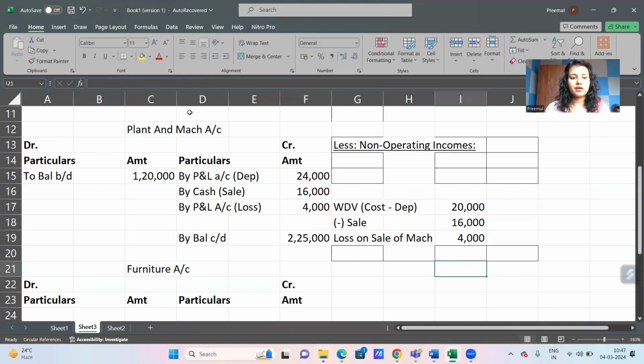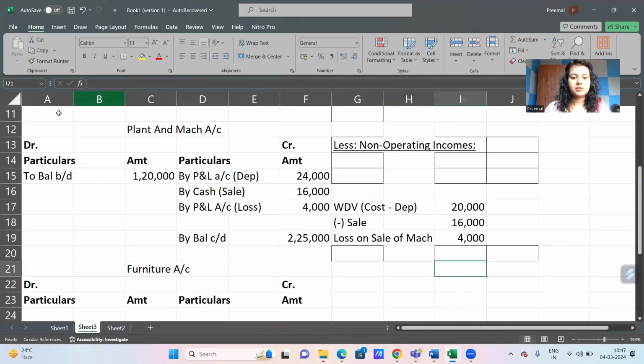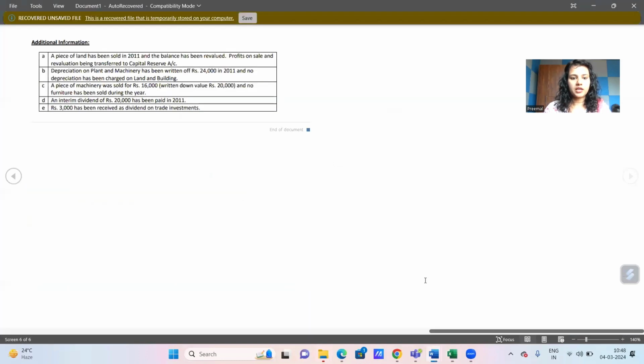With that, we have completed the plant and machinery account because there are no other adjustments in relation to this particular asset. The total comes up to 2,69,000. So the difference, 2,69,000 minus 1,20,000 will be the balancing figure, which is transferred to cash or bank account, indicating purchase. We go back to the adjustments.